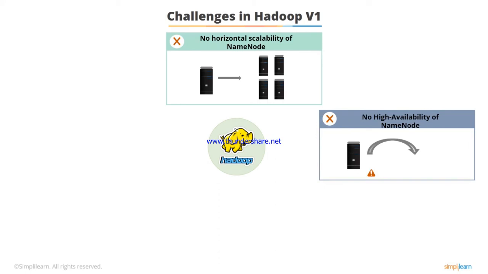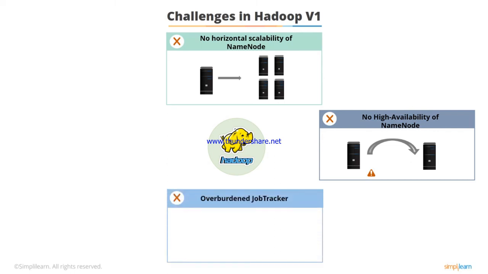The secondary name node, which was used to checkpoint and maintain a backup of the metadata, had to be used for a failover. Another option to tackle cluster unavailability due to name node failures was to store the metadata in a disk at another location.